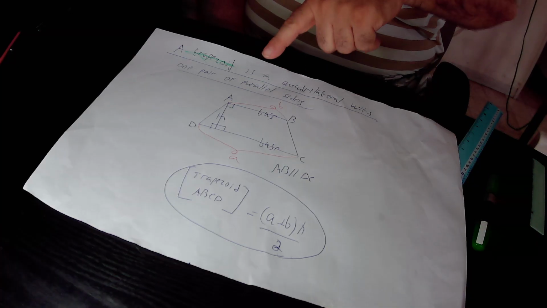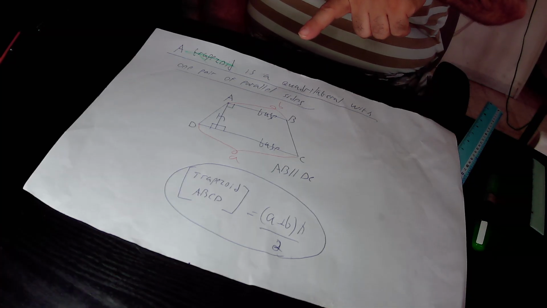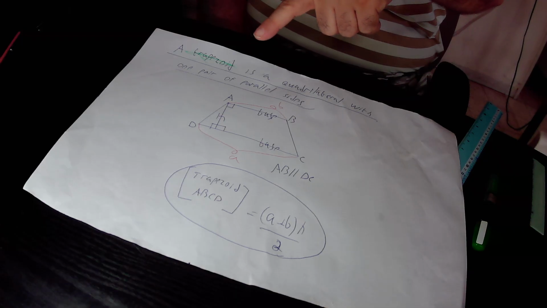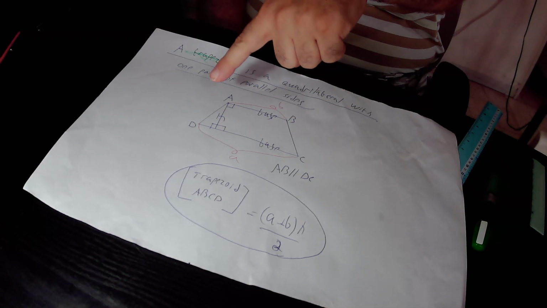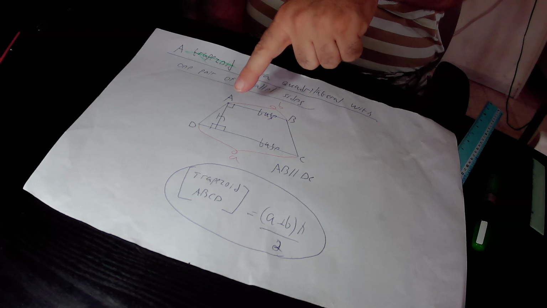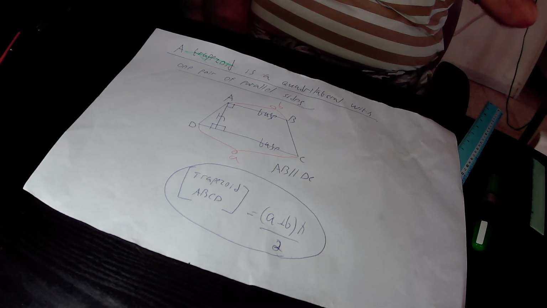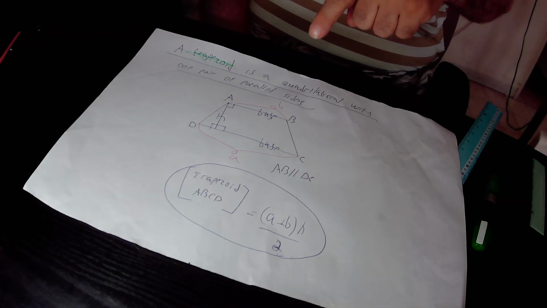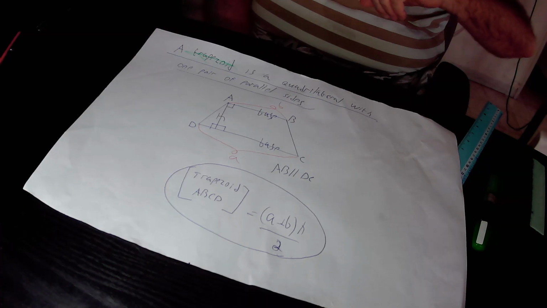The height edge must create 90 degrees with the 2 parallel bases. You can see here that the height edge creates 90 degrees with the base DC, and it also creates 90 degrees with the base AB. So, the trapezoid is a quadrilateral with one pair of parallel sides, and the area of a trapezoid is equal to the sum of its 2 parallel bases, that is A plus B, times the height edge over 2.